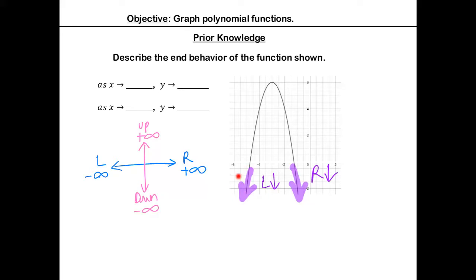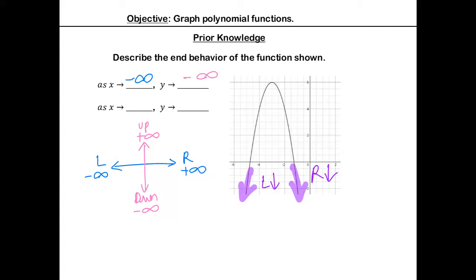So the left side is approaching negative infinity, right? So I'm going to put negative infinity for the left side, and it's going downwards. So downwards is negative infinity for the y. Again, the left side is negative, pointing down, so the y goes to negative, okay? So I want you to practice the right side going down.